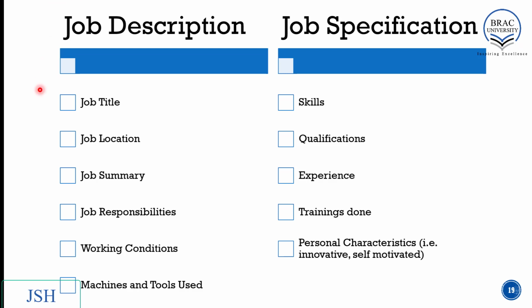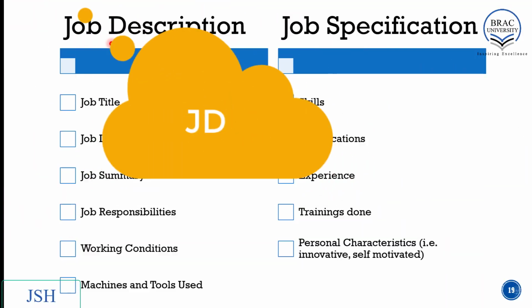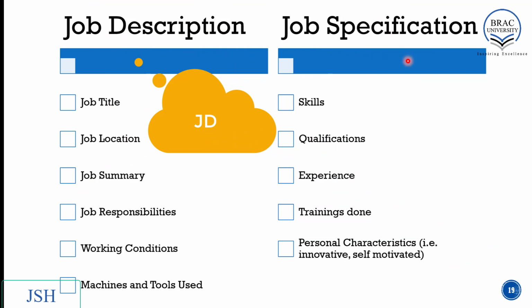So we are done with this huge detailed list. Finally. In summary, all the points on the left describe the job, and that is why they come under job description, or briefly known as JD, and all the points on the right explain the person, and that's why they come under job specification or JS.